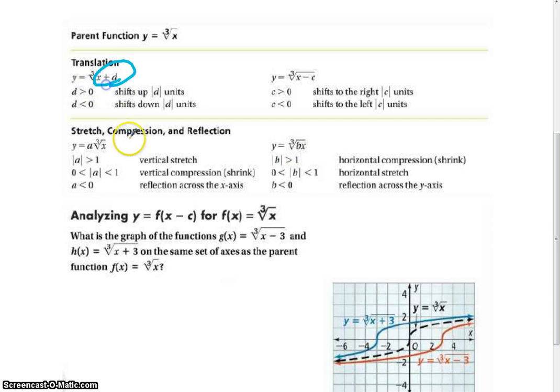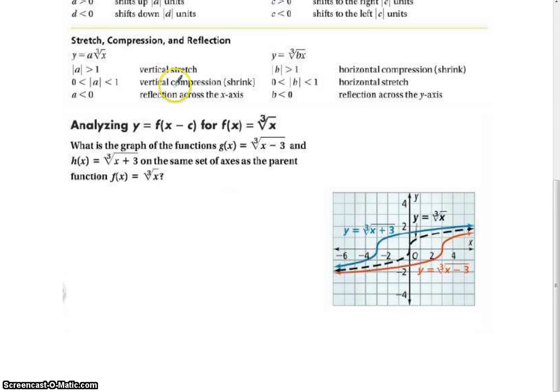If you add a number at the end, it's either going to go up or down. If you trap a number inside and add or subtract, it's going to either go left or right, and it's going to do the opposite of what you would expect. You're going to have stretches and compressions and reflections based on numbers in front of the entire problem or in front of the x but under the cube root. Once again, they all work the same as everything we've learned before.